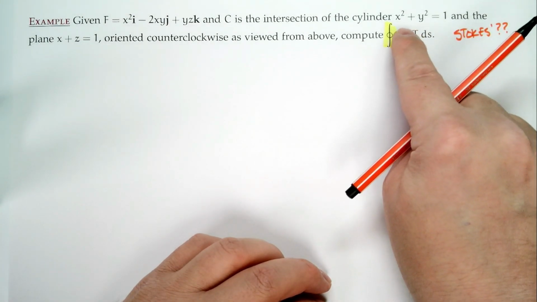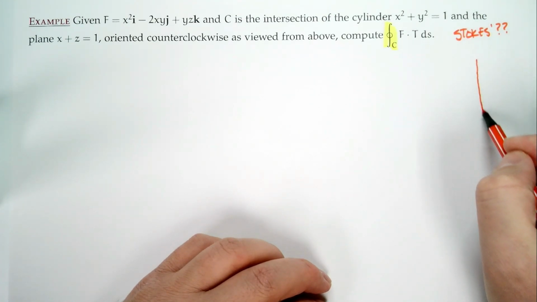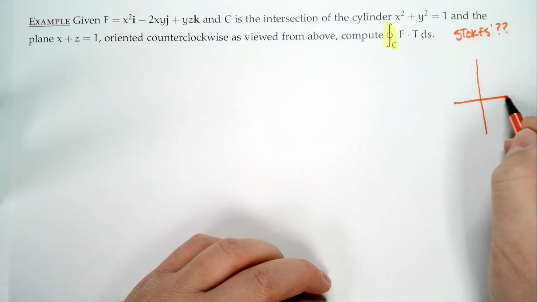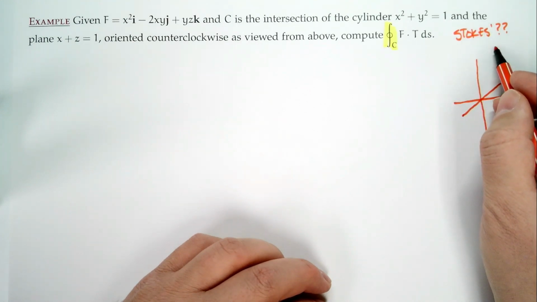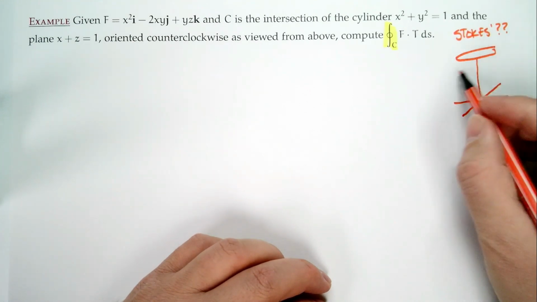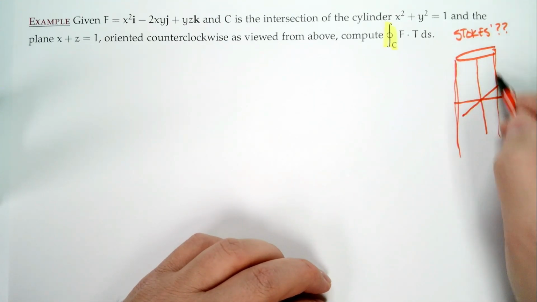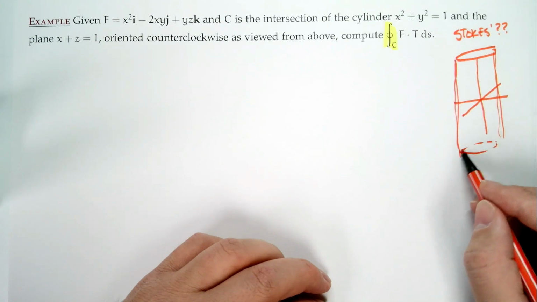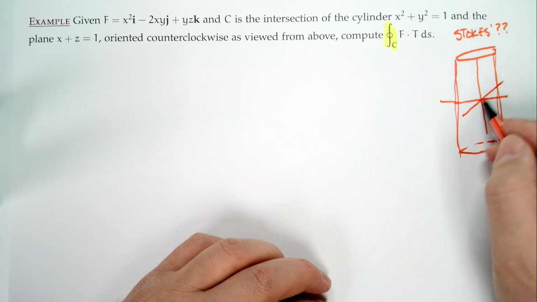So it says, start with this cylinder x squared plus y squared equals 1. Now remember that in three-dimensional space, x squared plus y squared equals 1 is not a circle, but it's a cylinder. In other words, you just sort of take this shape and copy it up and down. So we have this, okay? So here's our cylinder sitting here in three-dimensional space.